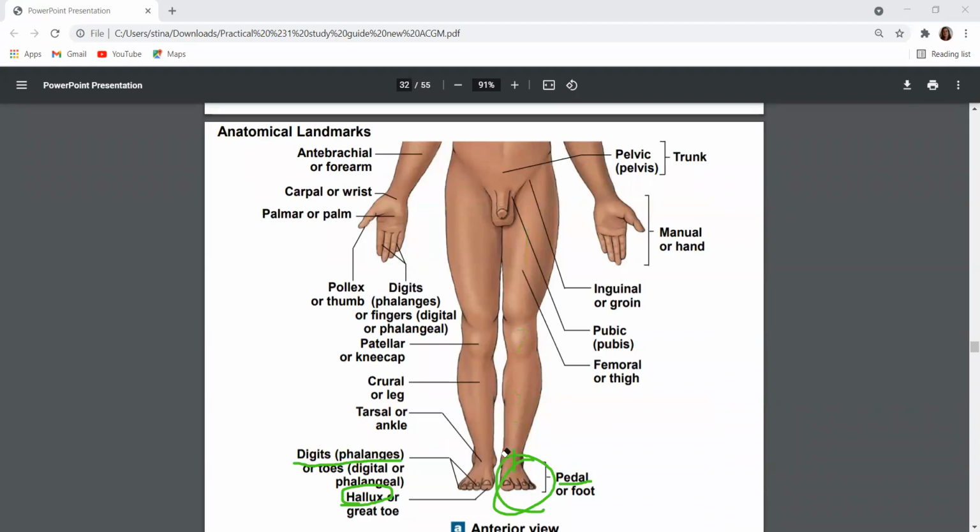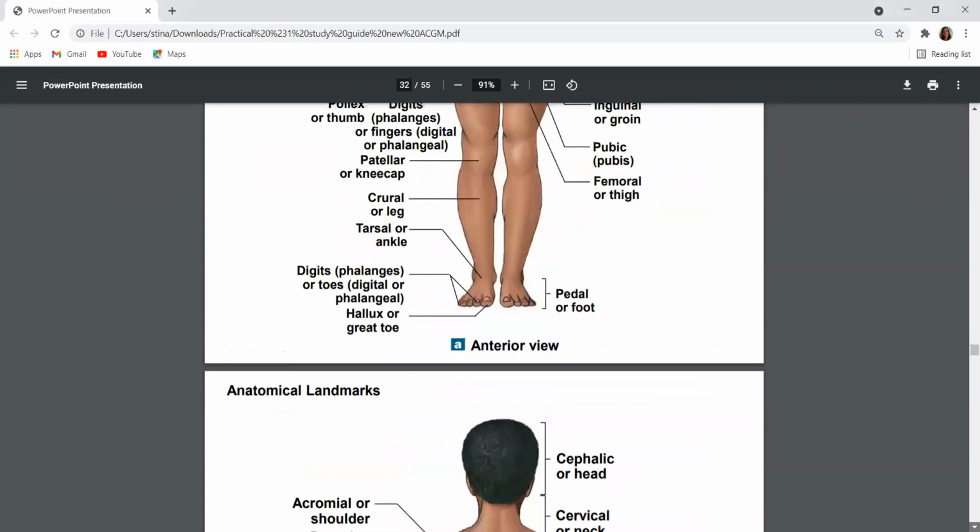So again, make sure when you're studying these, you're studying the medical term, which is before the OR, and the common term is after the OR. So do not give me the common term, give me the medical term on the practical. Okay, now let's keep going.